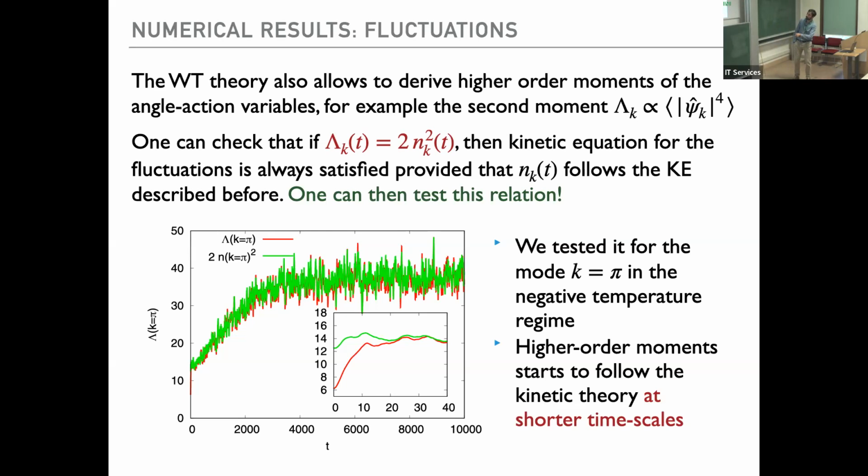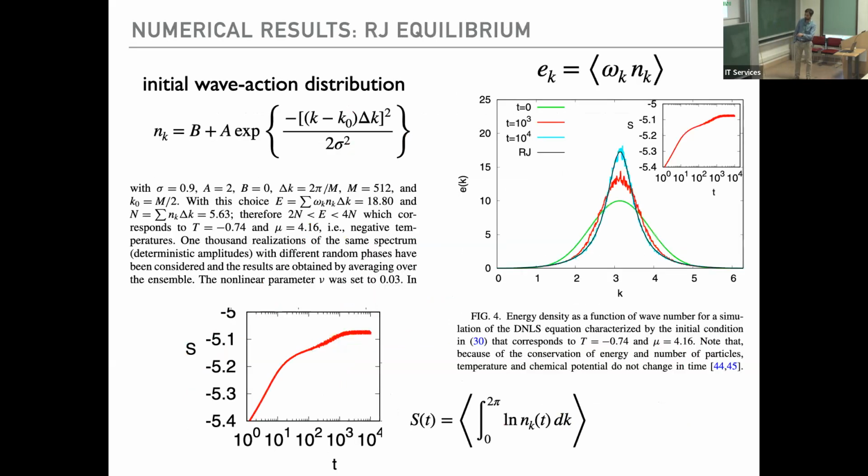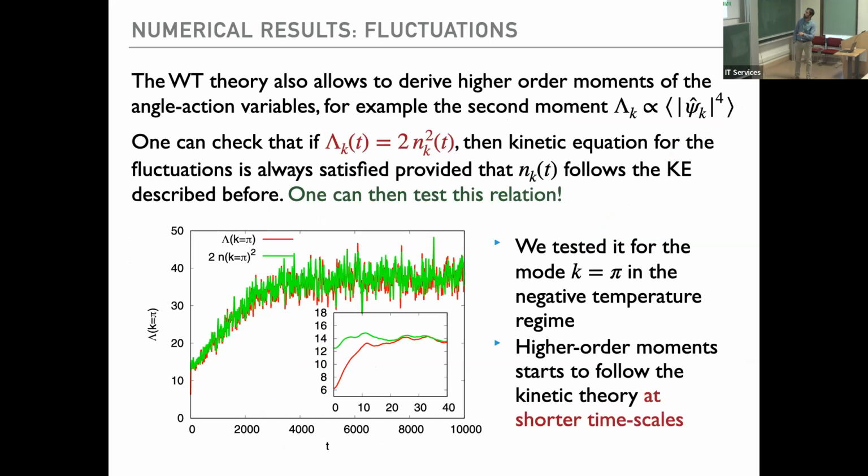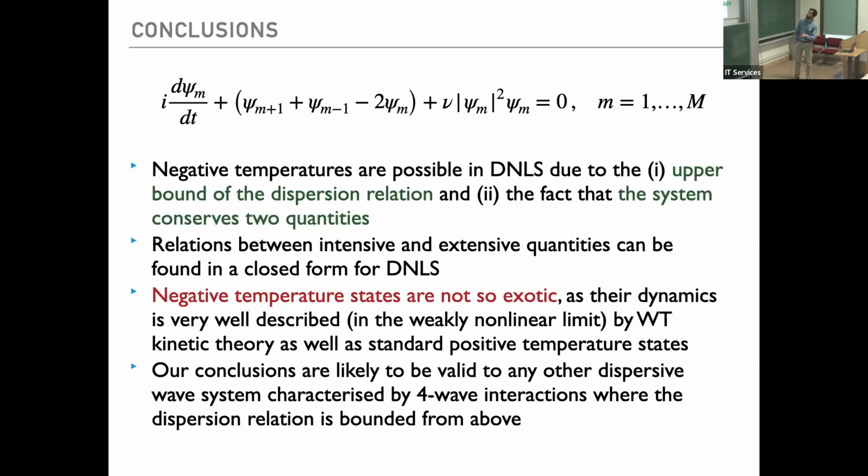Just to go back to this time scale here, 40, what does it mean? 40 here is almost at this time here, so the entropy is still growing quite a lot. Okay, and I think that with that, I had better conclude.